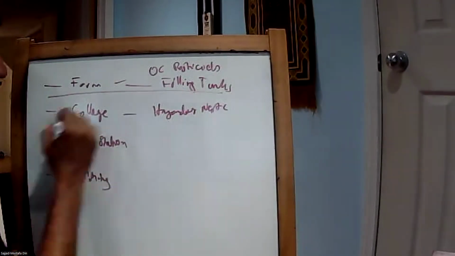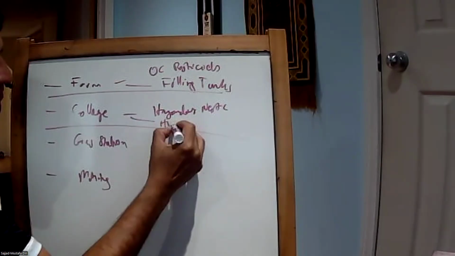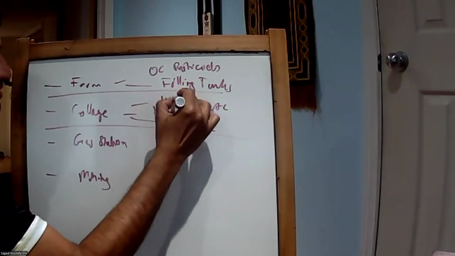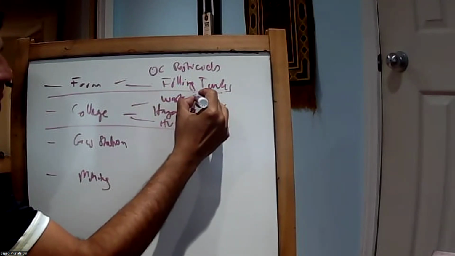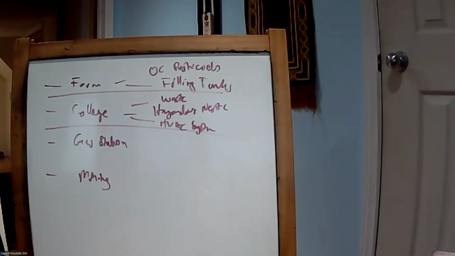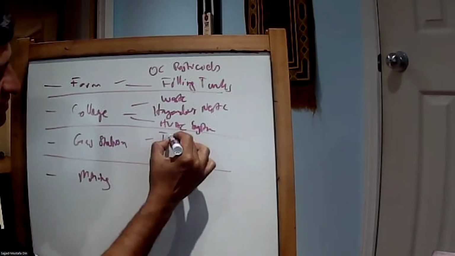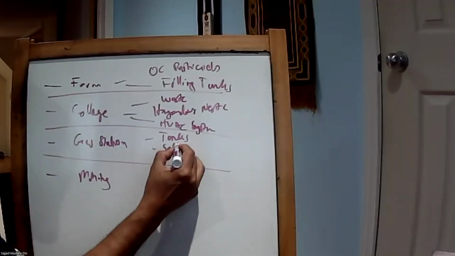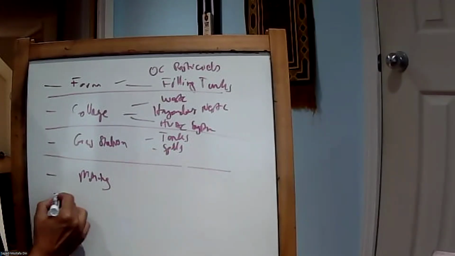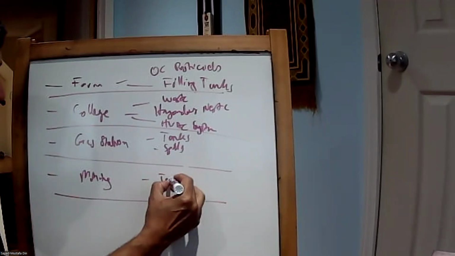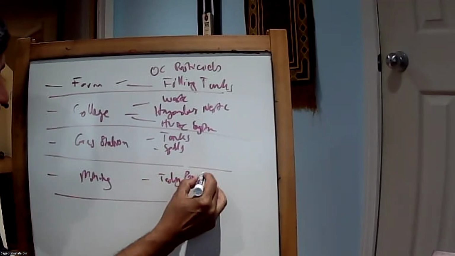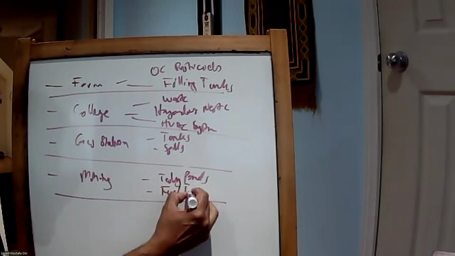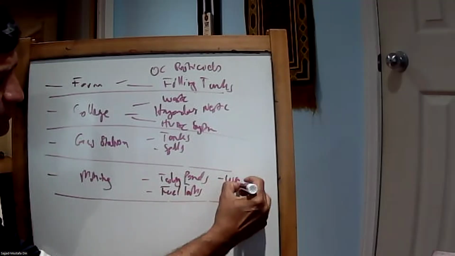What else? The HVAC system. The waste management in the hallways. For the gas station, it's the tanks. Spills at the pump islands. For mining, it's the tailing ponds. Again, it's the fuel tanks. Waste.